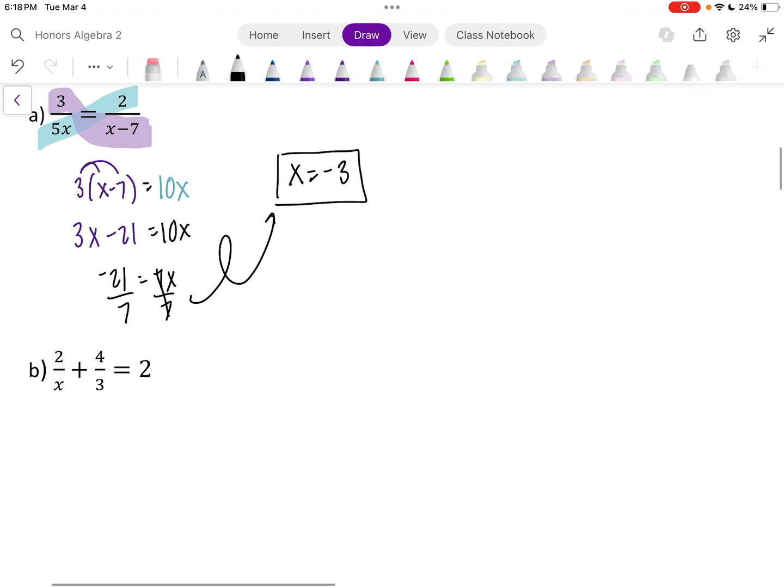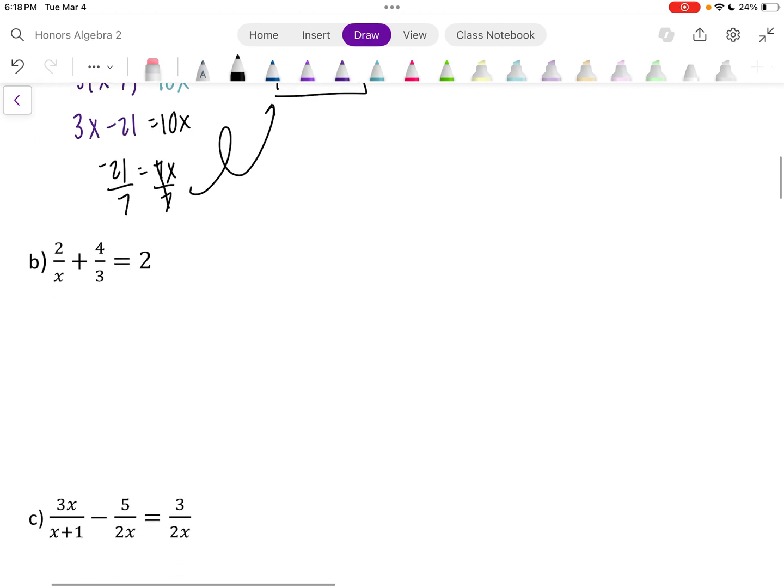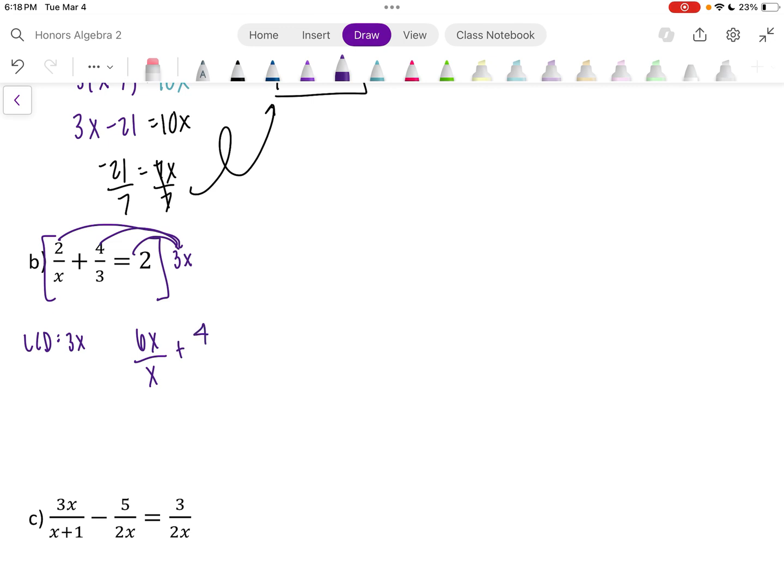Okay, example B. On this one, I said to multiply everything by the least common denominator. So your LCD for this one is going to be 3x. So you have to make sure that you get every single term on both sides of the brackets and equal signs. So this is going to be, oh, Finn is already growling. 3x times 2 gives me that 6x over x, plus 3x times 4 is 12x over 3 equals 6x.